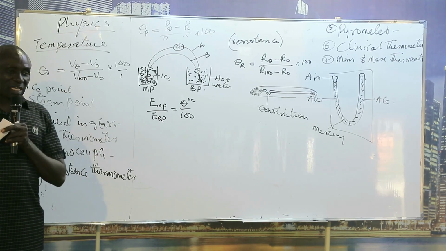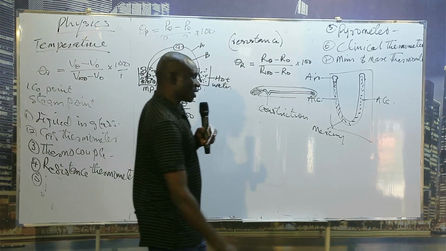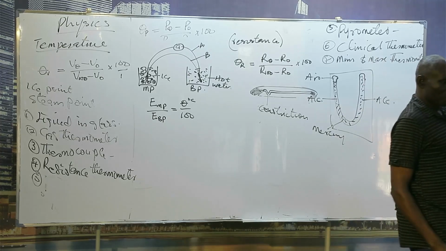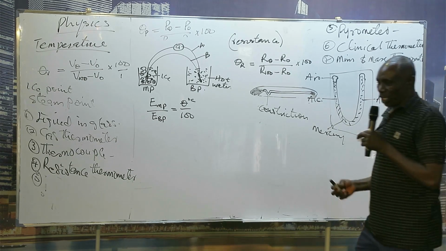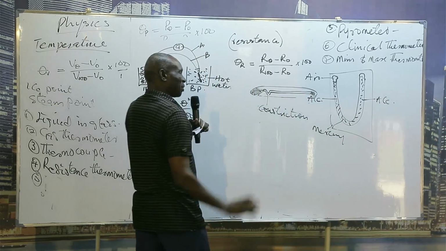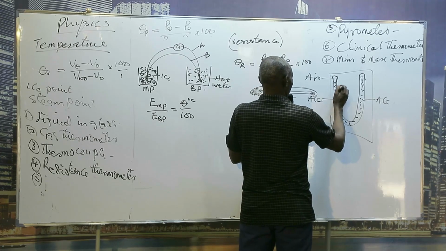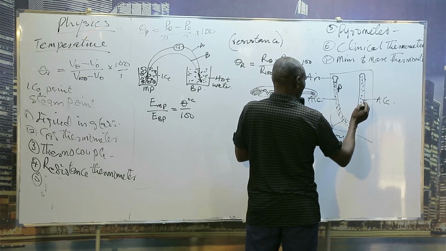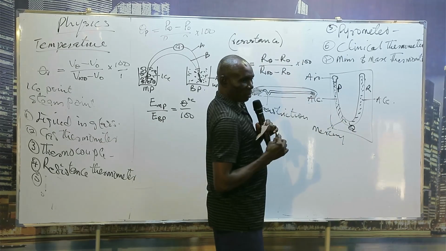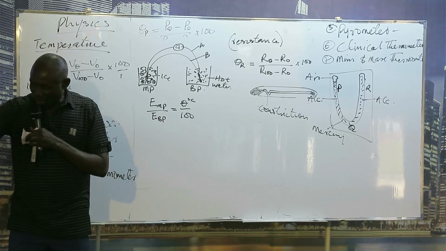The diagram above shows a maximum and minimum thermometer, divided into 3 portions, P, Q, and R. From my diagram now, where is P? P is here. Where is Q? Where is R? So that's what they asked: divided into 3 portions, P, Q, and R.